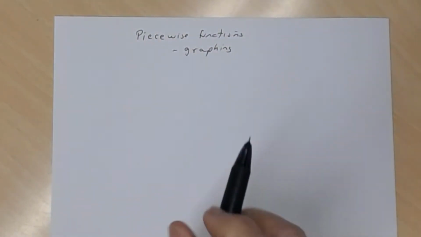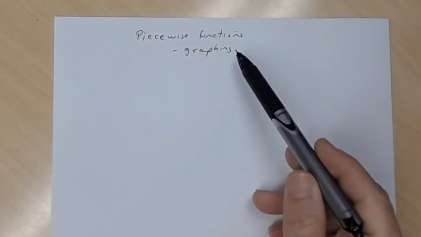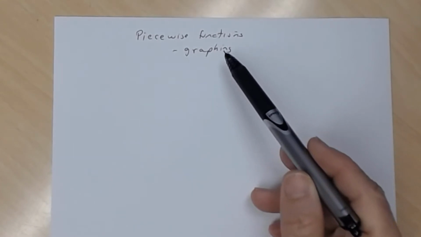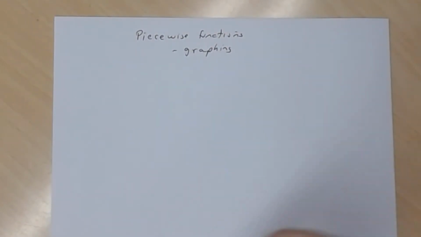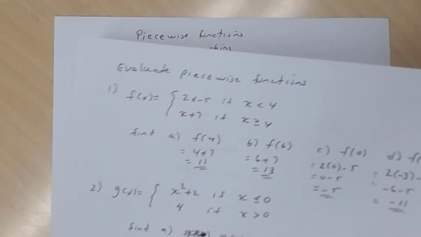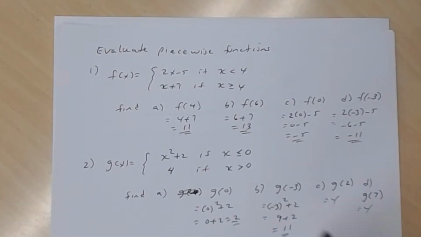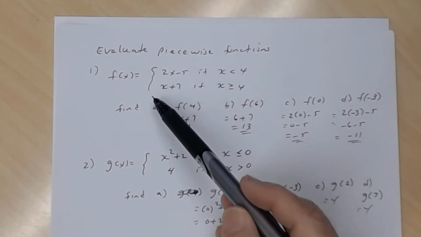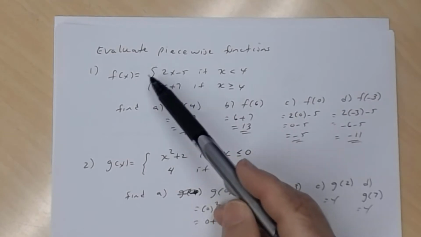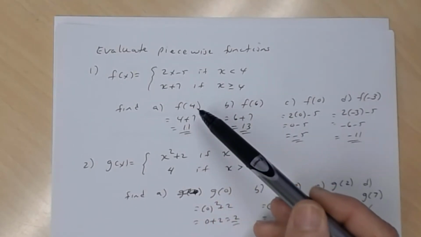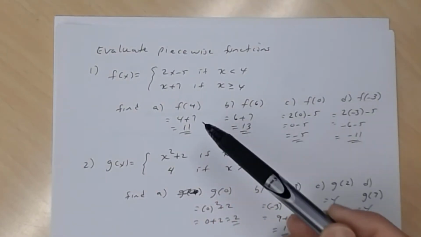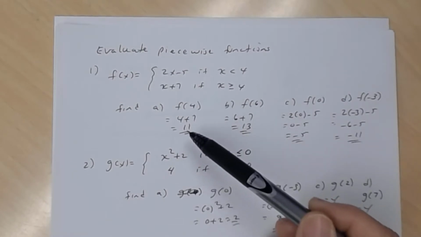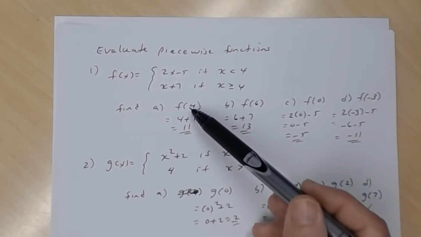Okay, so in this lesson, we're going to learn how to graph piecewise functions. Now remember, in a previous lesson, we saw how to evaluate piecewise functions. So remember, in the previous lesson, we were given these piecewise functions, and you had to evaluate them at particular values for x.